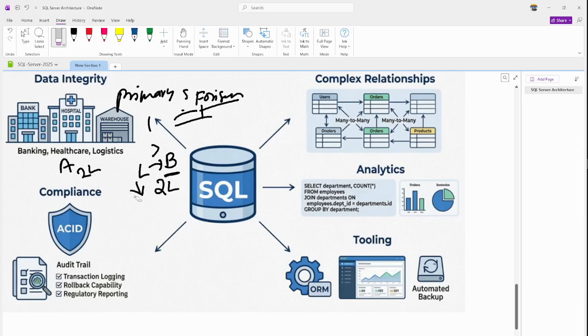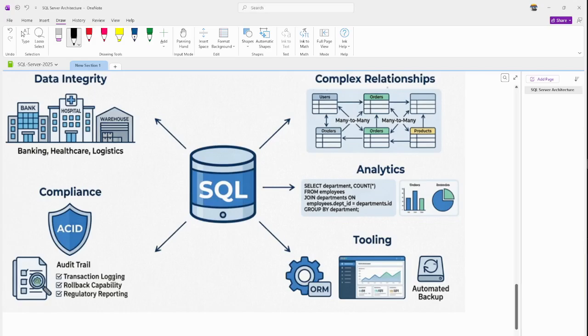So in between these two, if the transaction failed, then it has to roll back. If he has not received the money, then this has to go back to the A account. This is called the ACID properties. That is why banks use this type of database.